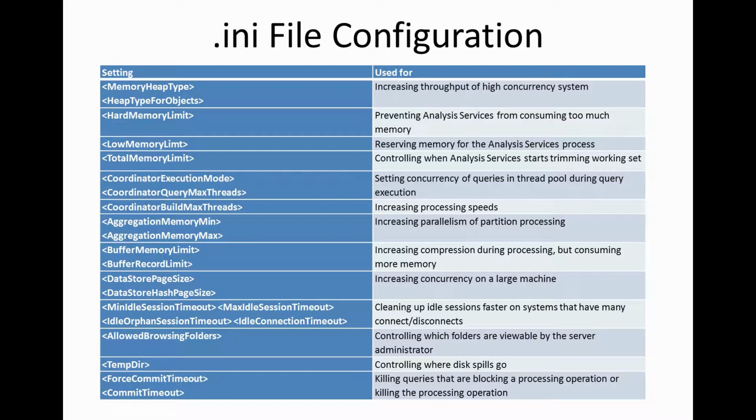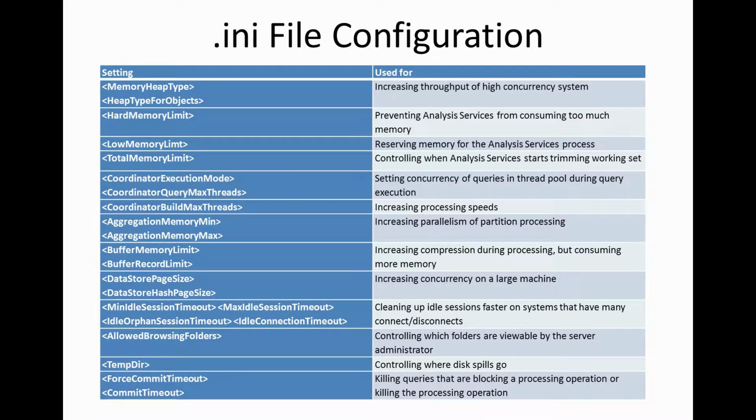Coordinator execution mode and coordinator query max threads, those are controlling the concurrency of your ability to run queries. Coordinator build max threads is helping to control the concurrency and the number of threads when you're doing processing or pulling data into the queue. Your aggregation memory limits, you also have buffer memory limits and buffer record limits. Being able to increase those is going to really help with processing speed, but it will consume more memory, as you can see on the slide.